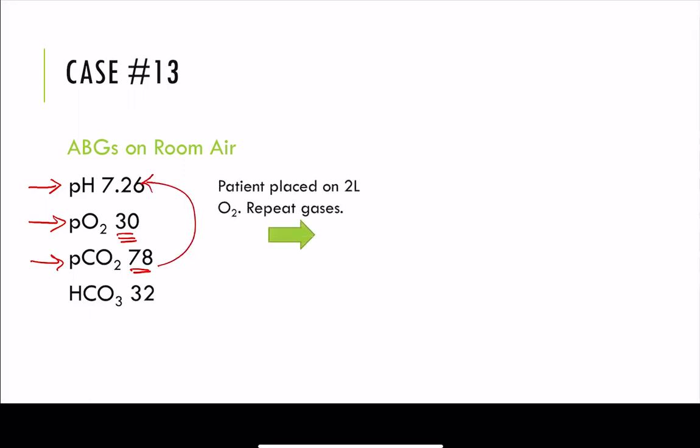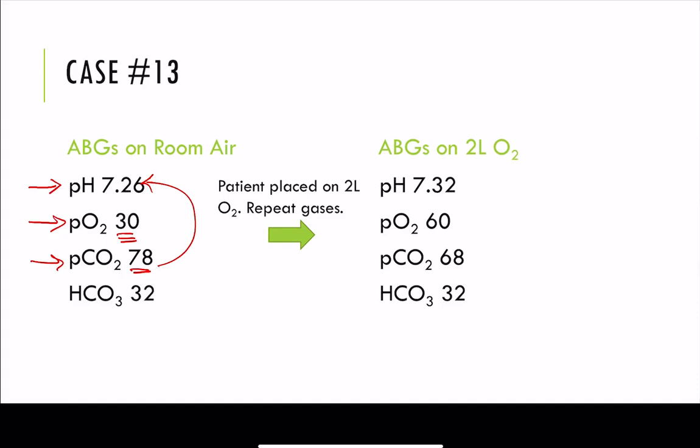So they very quickly put this patient on 2 liters of oxygen and repeated blood gases. And when they repeated blood gases on 2 liters of oxygen, you see pH improved, but is not normal. Oxygen levels got up to 60, but 60 is still not great. 60 is really where you start to hit the linear phase of the oxygen dissociation curve, and this is at rest. CO2 is starting to breathe some of that off, but that's still really highly accumulated.